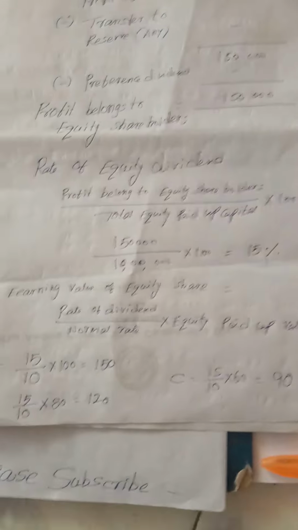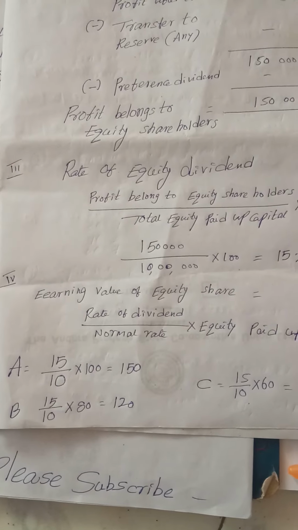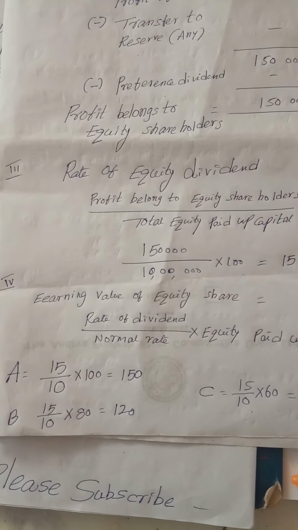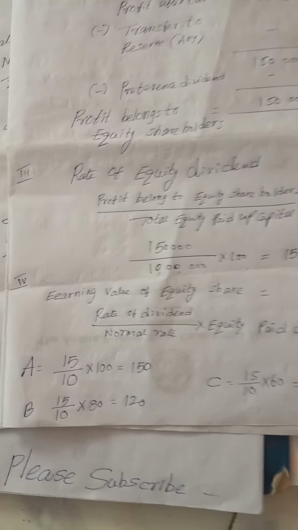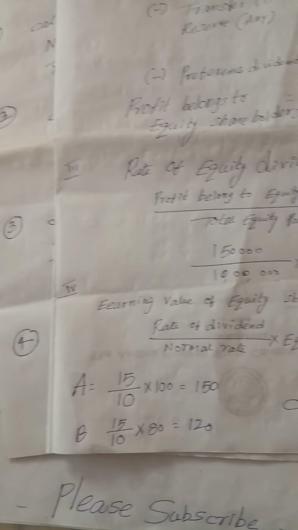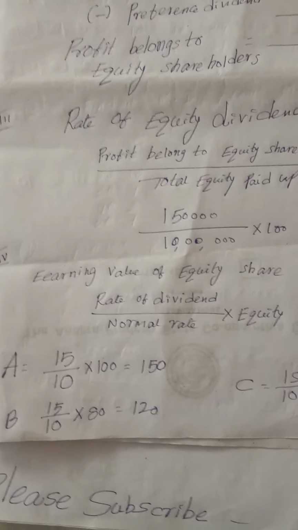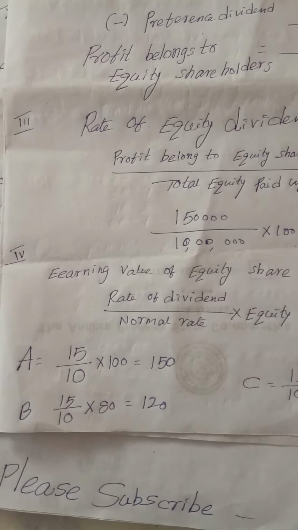Then earning value of equity share is equal to rate of dividend by normal rate into equity share paid up value. If you see A group, 15 by 10 into 100, 150. Similarly B, similarly C.